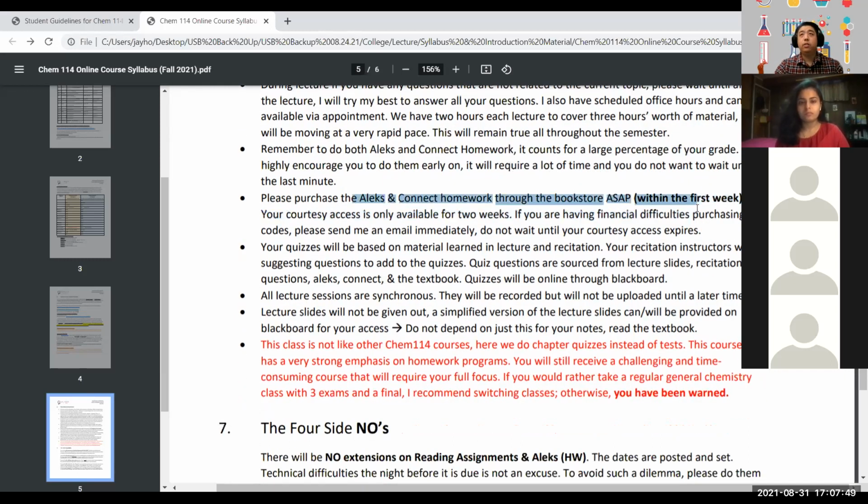And you want to buy your Alex and Connect ebook right away. If you're having any financial issues with that, I can try to get in contact with McGraw-Hill about it. More than likely, they don't really do anything, but we can talk about it after class, okay?